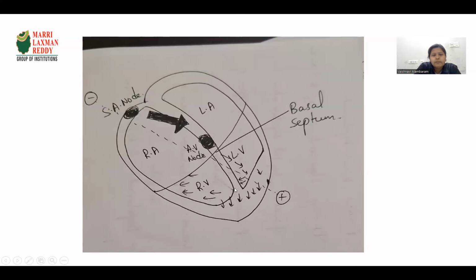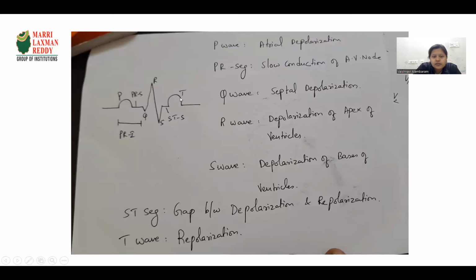Your entire heart is now positively charged. It is depolarized. Now, from the apex of the heart, you are having the repolarization wave. This repolarization is negative charge moving away from the positive charge, or negative charge moving towards the negative charge. You get a positive deflection, that is your T wave, repolarization.